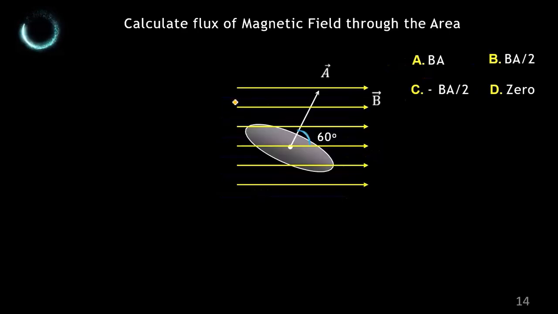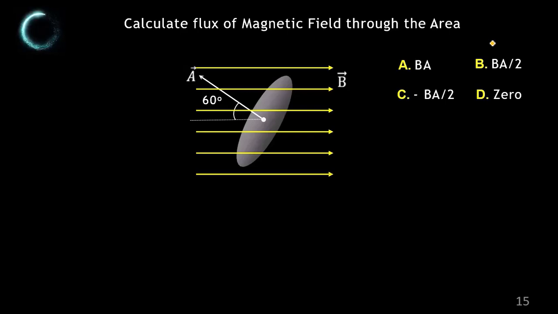Now the A vector can be in any direction, depending on the nature of the surface. So suppose the surface is aligned such that the A vector is making an angle of 60 degree with the B vector. In this situation, theta equals 60 degree. So phi should equal BA cos 60, meaning BA by 2. If the area is in the opposite direction and B is in this direction, the angle between the B and A vector becomes 120 degree. So theta becomes 120 degree, and it should be minus BA by 2.